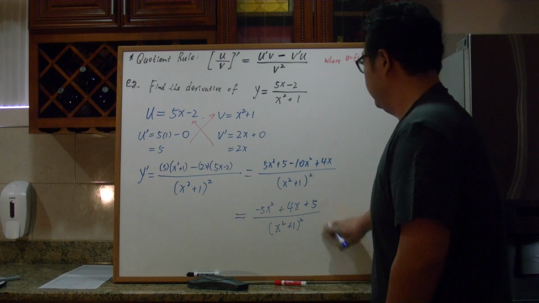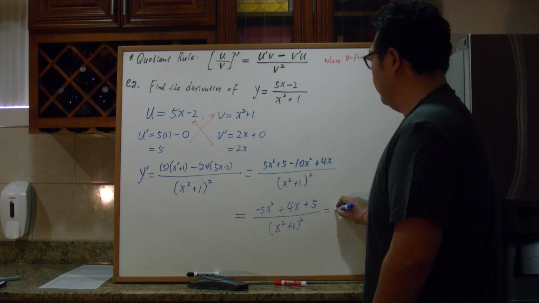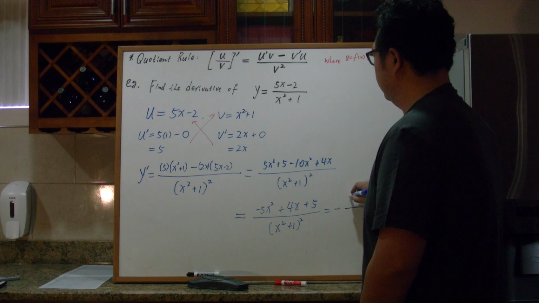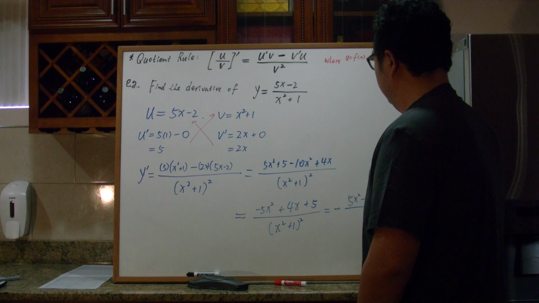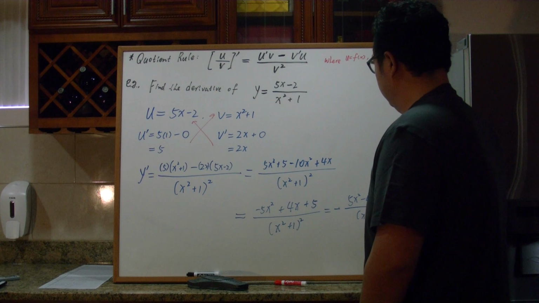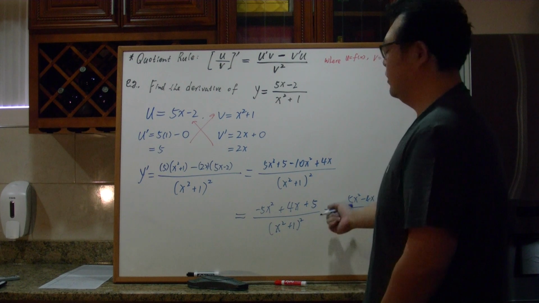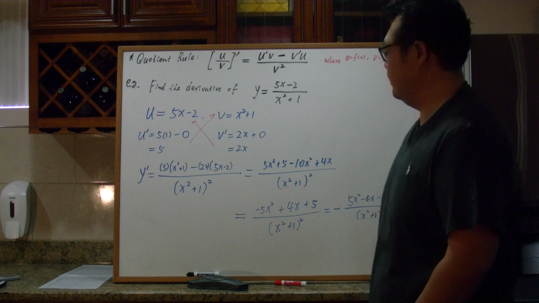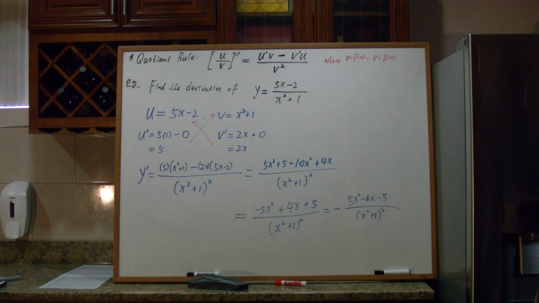If you want, you could factor the negative sign out to get 5x squared minus 4x minus 5 over (x squared plus 1) squared. If you want, you could do that, but it's not necessary again. I mean, it's not that necessary to do so.